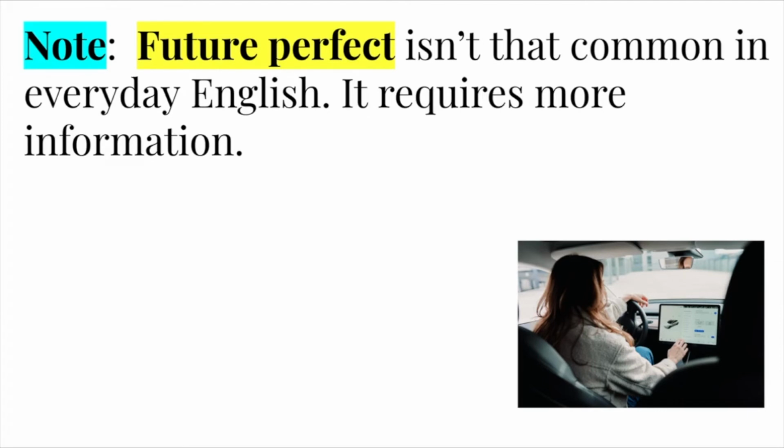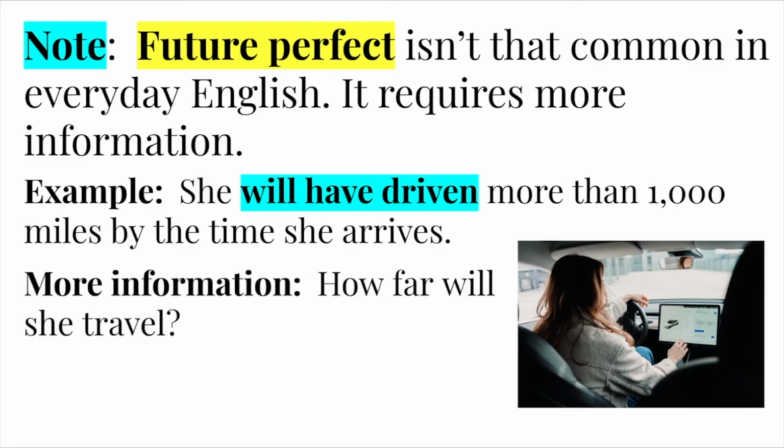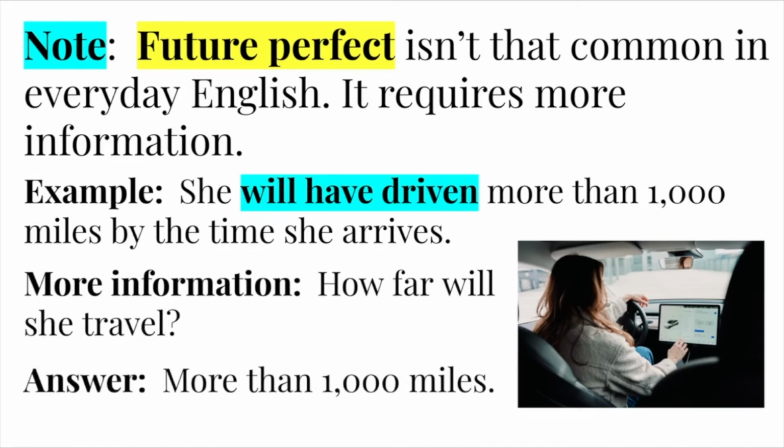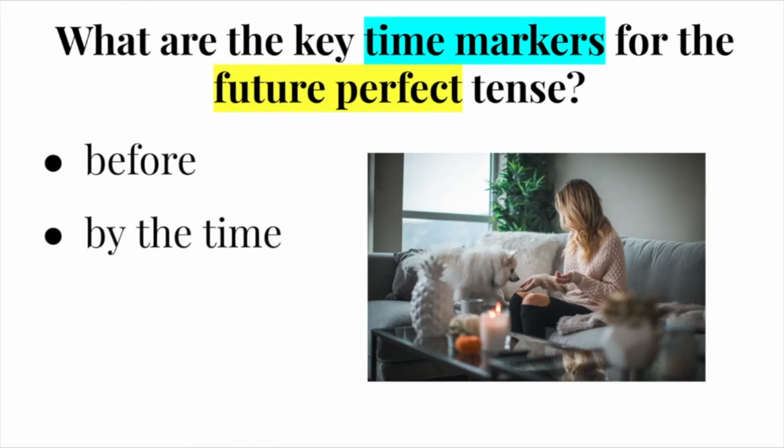Future perfect isn't that common in everyday English. It requires more information. Here's an example. She will have driven more than 1,000 miles by the time she arrives. How far will she travel? More than 1,000 miles. So you need more information to use the future perfect tense. What are the time markers for future perfect? Before, by the time, for, and when.